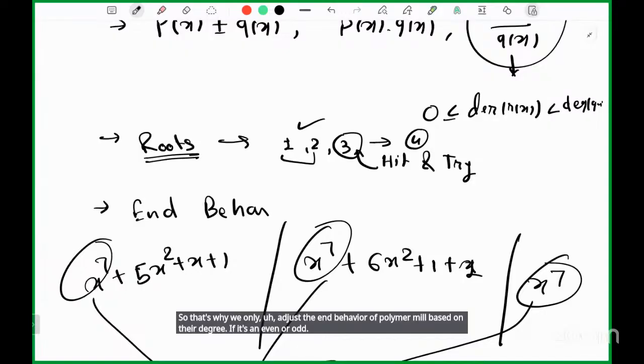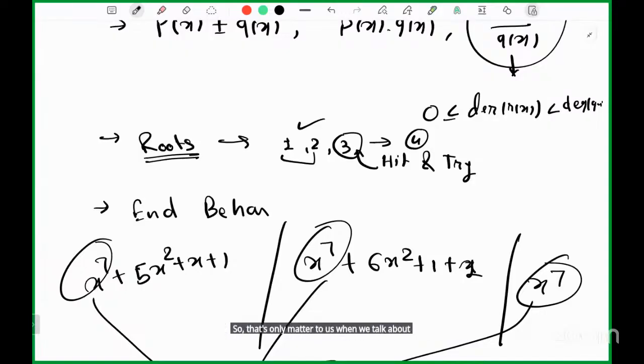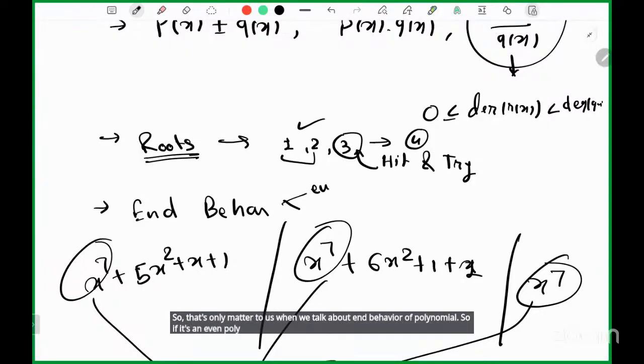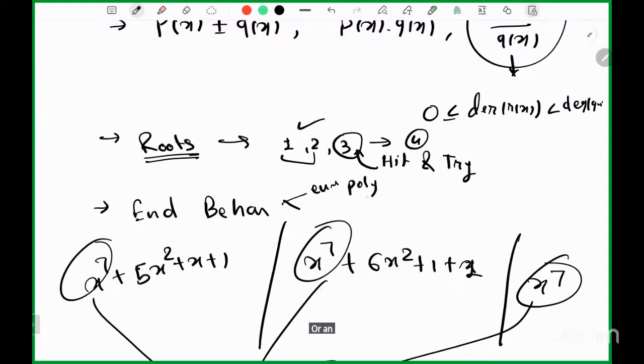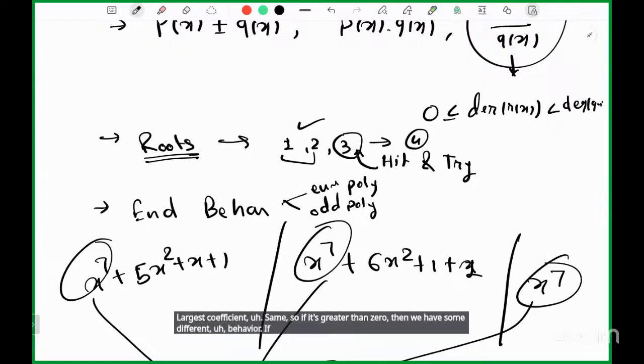So that only matters to us when we talk about the end behavior of a polynomial, so if it's an even polynomial or an odd polynomial. With even and odd, we have two more cases based on the sign of the leading coefficient. If it's greater than 0, then we have one behavior.